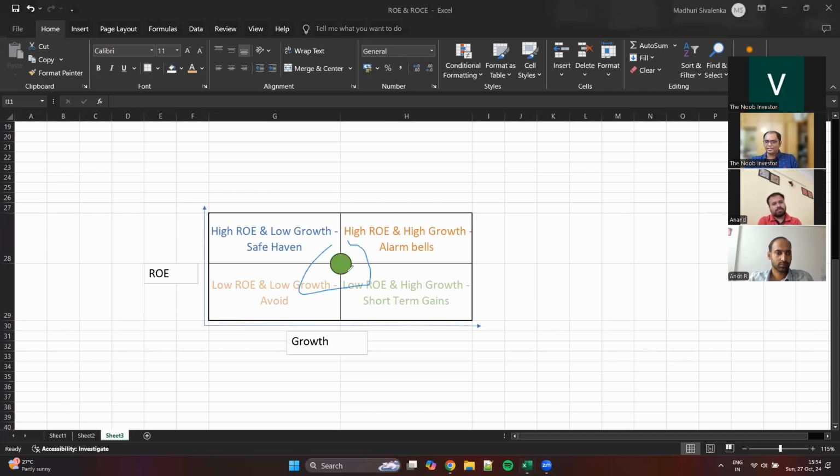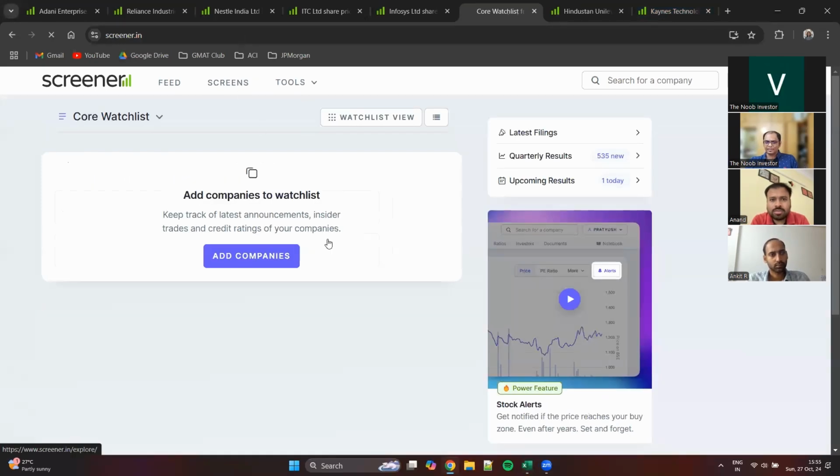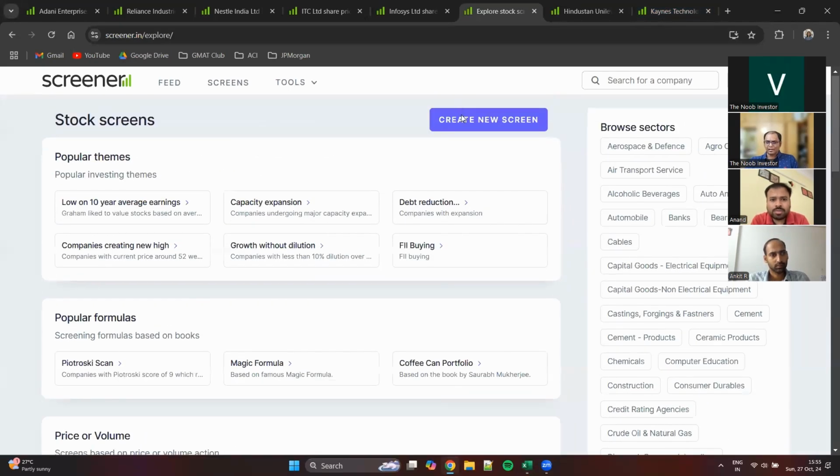This one is where we take a middle route of everything. Not extremely high ROE, not extremely high growth. Somewhere in the middle. It is what some people call consistent compounders. This is another reason why I like Screener a lot, where you can create a screen very simply. It's very easy to create a screen on Screener. Just go to screens, add, create new screen.